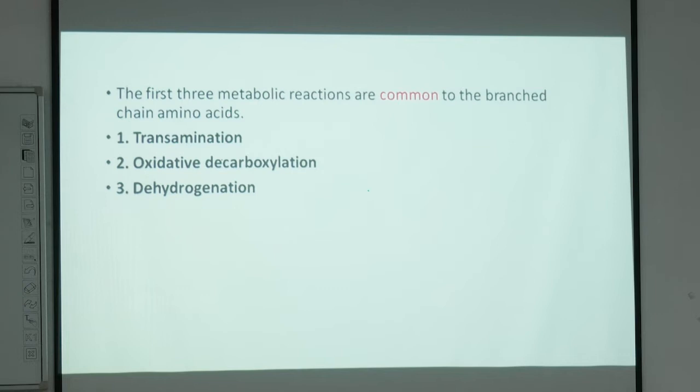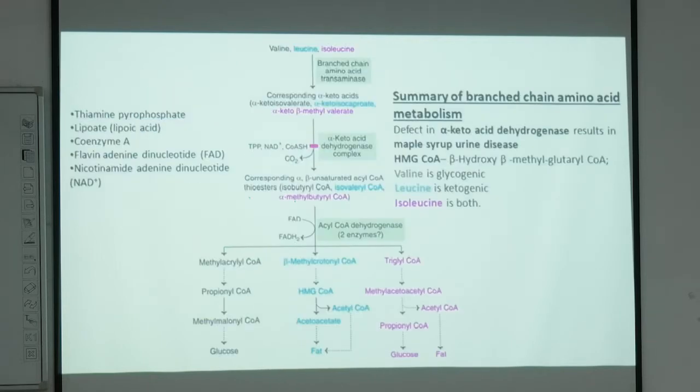All these three amino acids pass through three main steps. First is transamination, then oxidative decarboxylation, and then dehydrogenation. These are the first three major steps. So here it is transamination, here decarboxylation, and here dehydrogenation.